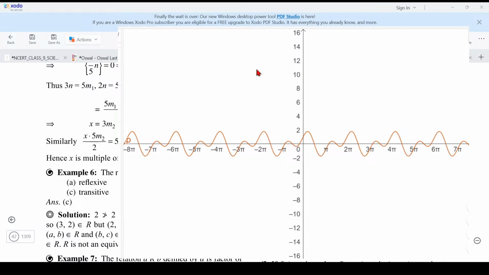So basically, what does that mean? This fellow is completing a cycle in pi units, this fellow is completing a cycle in 2 pi units. Obviously, both together will complete a cycle in 2 pi units. Agreed?